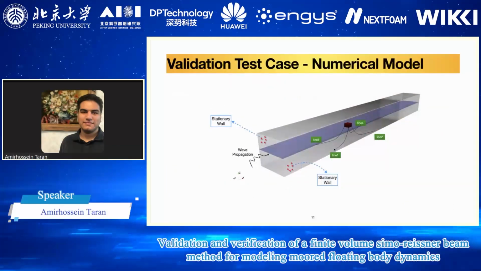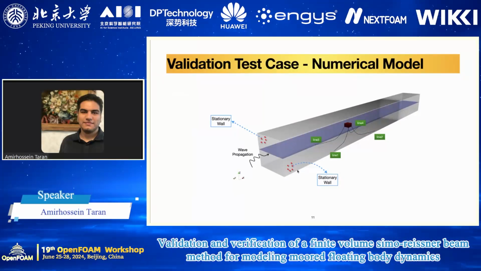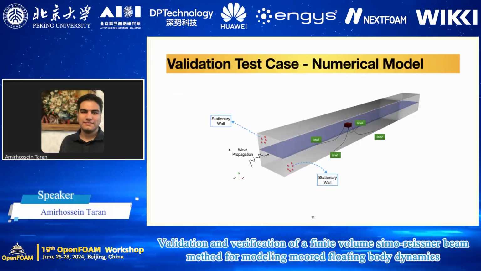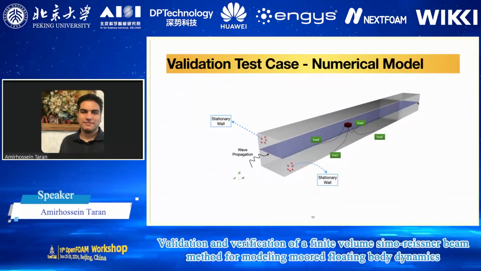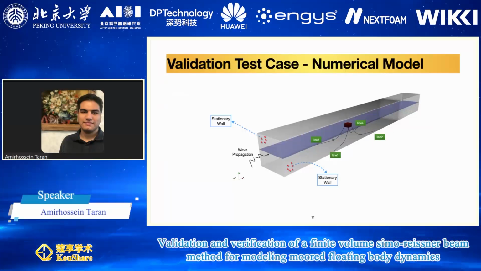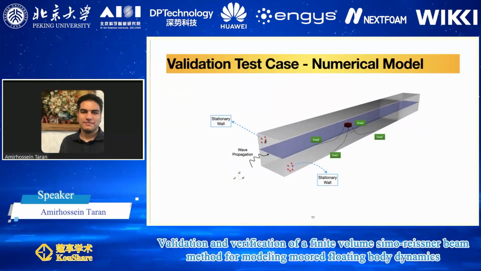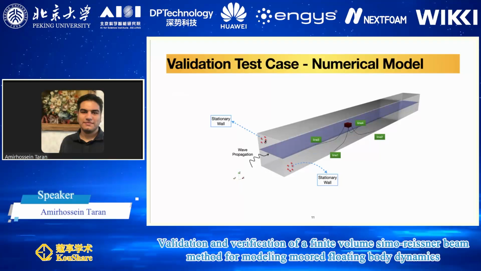So here's our numerical model replicated from that experiment. It's easy to understand what's happening here. We are propagating the wave from the left similarly, and we are absorbing the wave on the right. We have 4 different mooring lines, as you can see here. Just to mention the boundary conditions, we have stationary walls on the left and right.